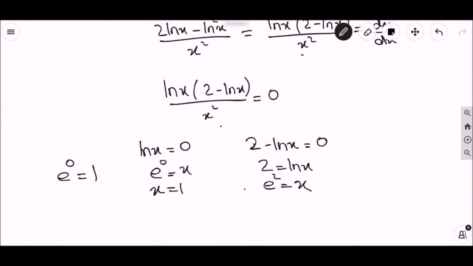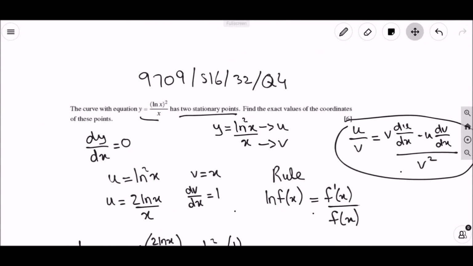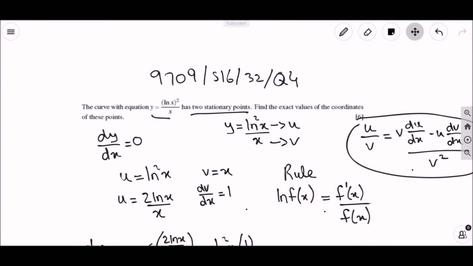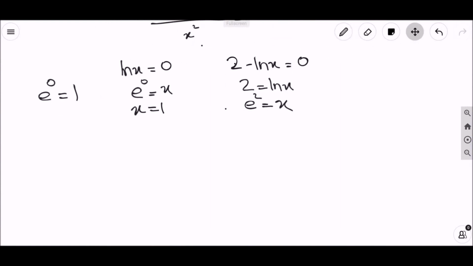Here, as they have asked us to find the exact values, you can see in the question, find the exact values of the coordinates. So that's why we're not going to simplify. We're going to take the x value as e to the power 2, or e squared. Now to find the y values, we are going to substitute these x values into the curve equation which is given in the question. So we are going to substitute in this equation ln x, and this thing is the same as this.